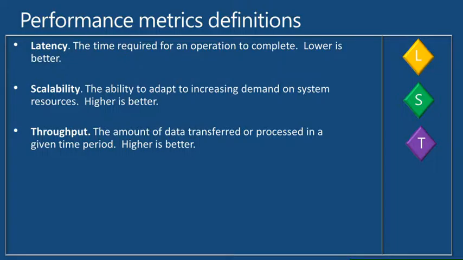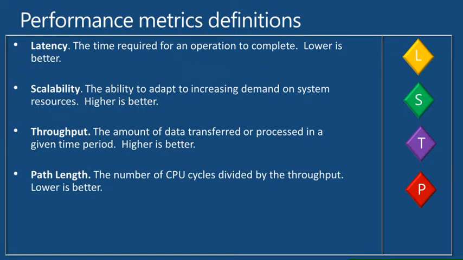Throughput is the amount of data that gets transferred or processed in a given amount of time. So higher throughput is good. Path length: you could think of it simplistically as the number of CPU cycles that it takes to perform a particular operation. But the actual value is the number of CPU cycles over the actual throughput that you get.